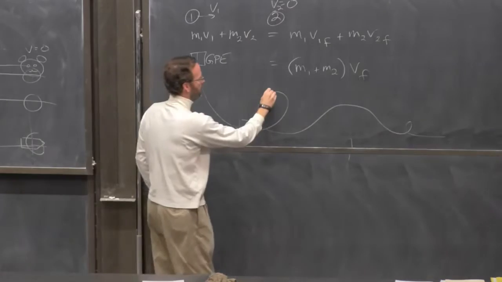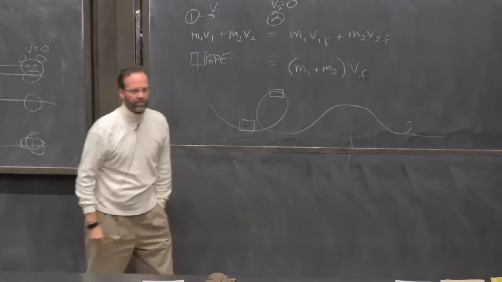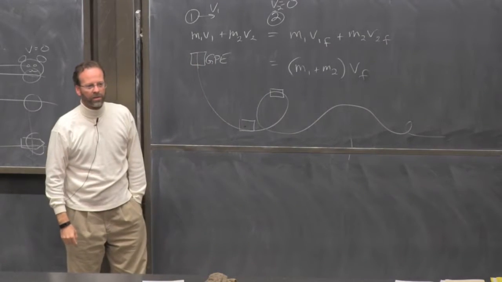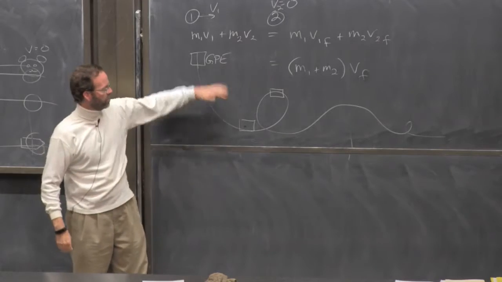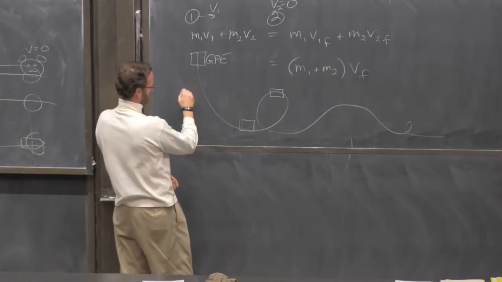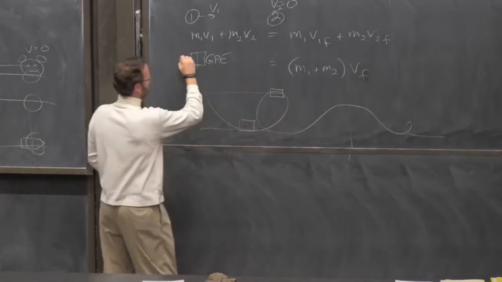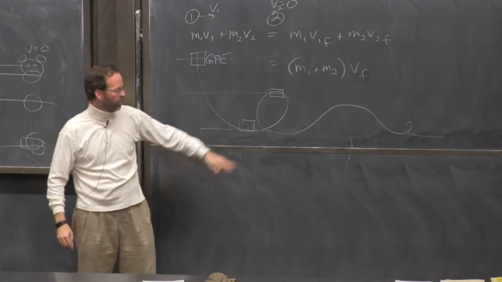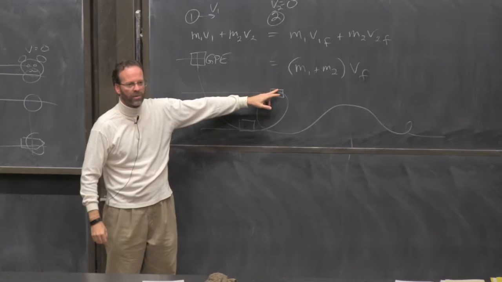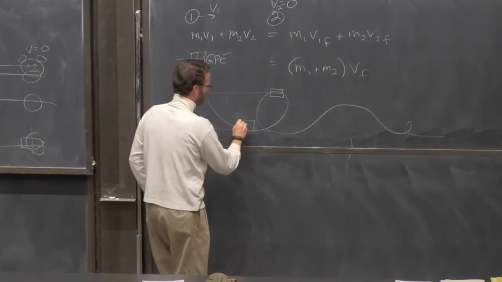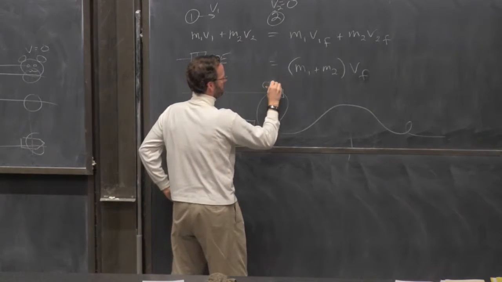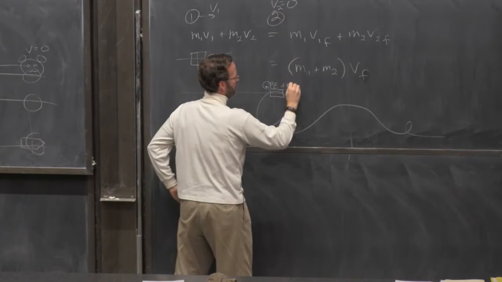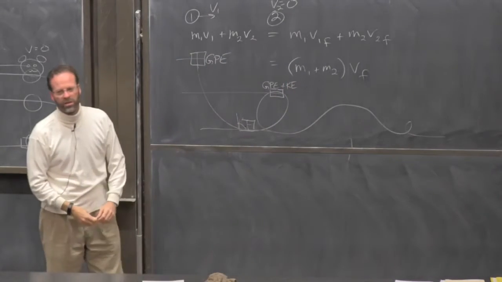What do you have here? Both. It depends on the height. The way I drew it, if that's to scale, yeah, half-half. It's still moving there, but it still has height. So yeah, it's both. But here it's all kinetic. Here it's gravitational potential and kinetic. But the total's always the same.